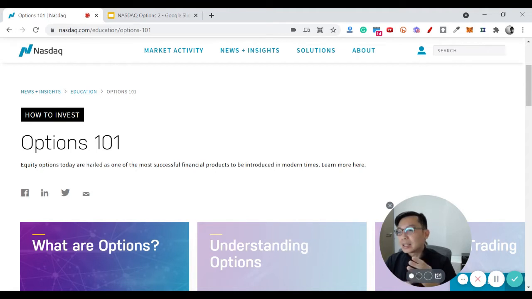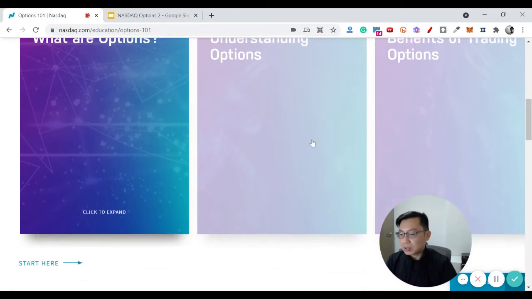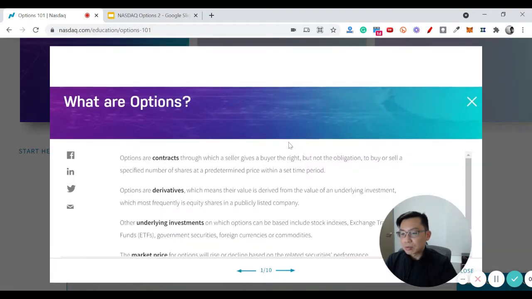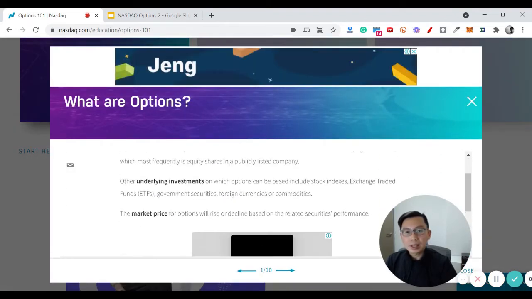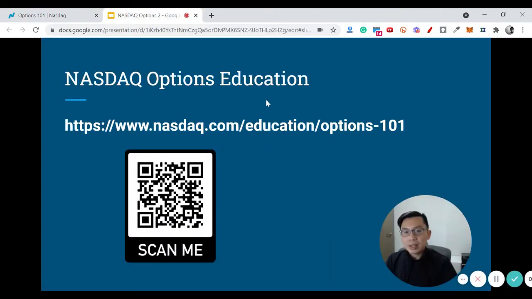And on the NASDAQ website over here, there are some great articles you can read to learn more about options. What are options, understanding options, benefits of trading options, you can click to expand and read the content over here. You can head over to the link, or you can scan the QR code.